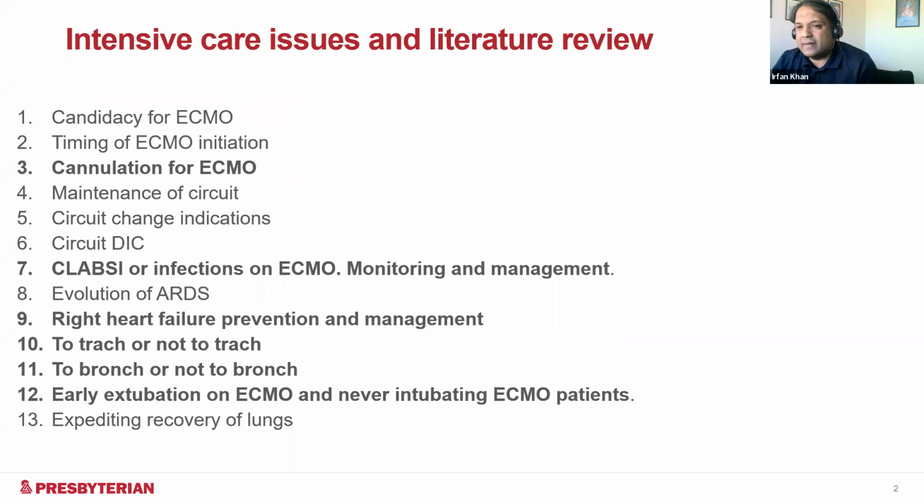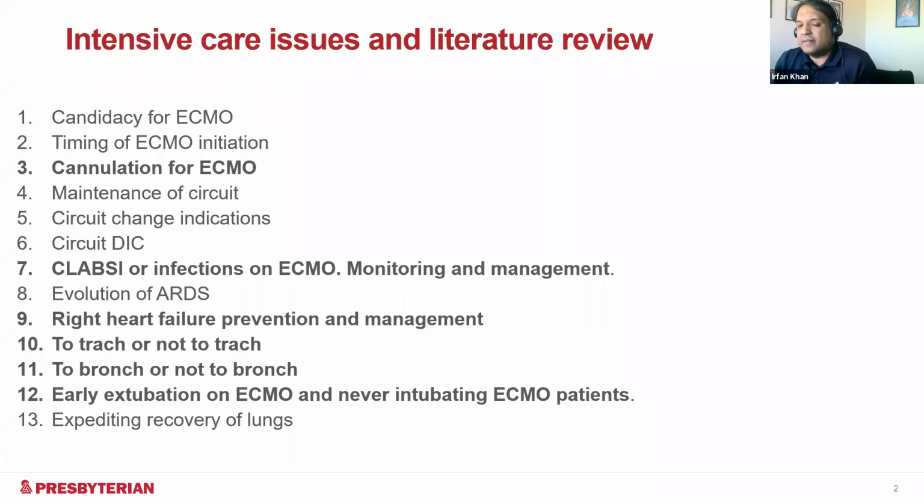Maintenance of circuit, obviously these are not runs that are like 4 to 5 days long. So you have to pay attention to maintaining the circuits as long as possible. And obviously the challenges that we've seen are anytime there's a circuit change, there is an inflammatory response that follows that. And we want to minimize those because that kind of sets us back by a few days every time that happens. So maintenance of circuit is very important.